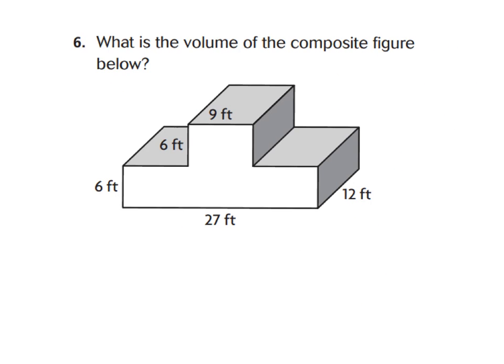Now looking at number 6, what is the volume of the composite figure below? I would suggest that the method that we learned yesterday, which is adding the combined volumes of two rectangular prisms, looks like it might be an easier solution for number 6. So let's go ahead and revisit this one because this is what we learned yesterday and I don't want you to forget it. And it is a strategy.